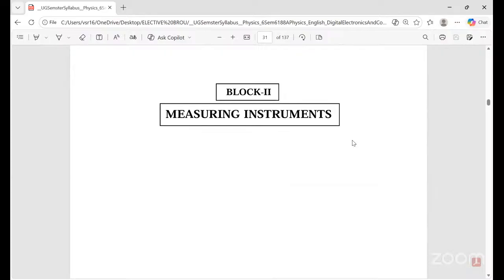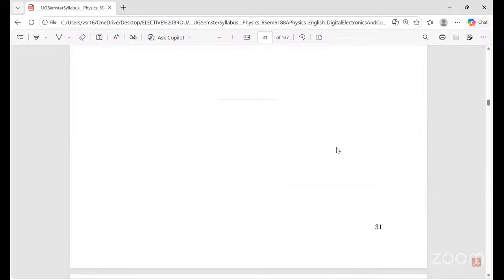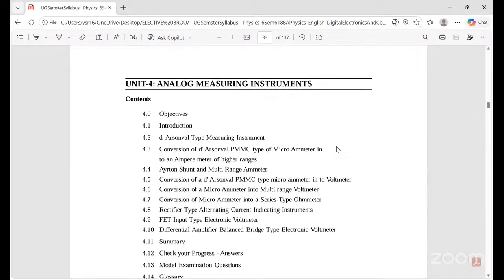Next is the measuring instruments. There are two types. One is the analog measuring instruments, another one is the digital measuring instruments. In the case of analog measuring instruments, there are D'Arsonval type of measuring instruments, and another one is the PMMC type of microammeter, and iron shunt and multi-range ammeter.